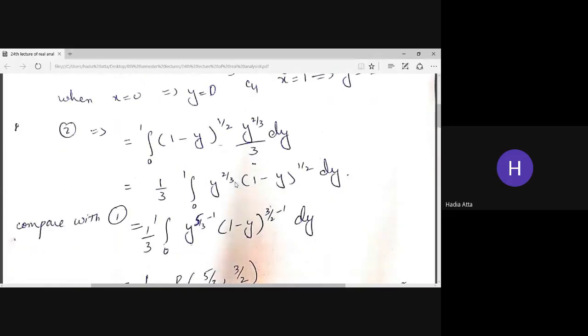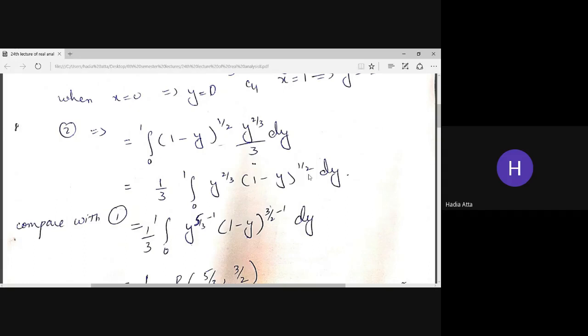So if we take 5 by 3 minus 1 and solve that value, we will get 2 by 3. So there is no change. This 2 by 3 is equal to 5 by 3 minus 1, so you can replace 2 by 3 by 5 by 3 minus 1.